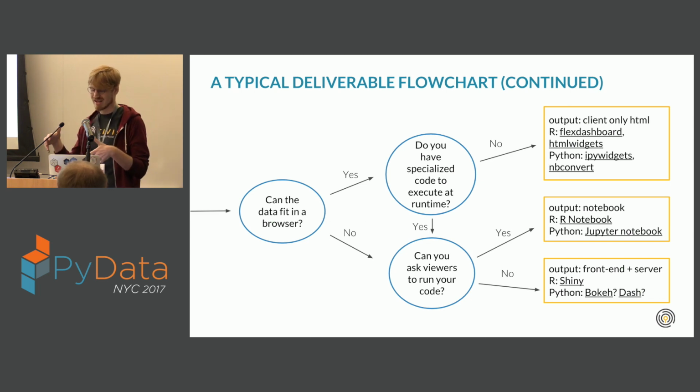So if we can't share the data, we can't share the code, or the user is not technical, then we need to build a sort of front-end server app. Shiny is definitively what you would use in R. In Python, I don't really know what the standard is. It could be Bokeh, it could be Dash. There's not a standard there.